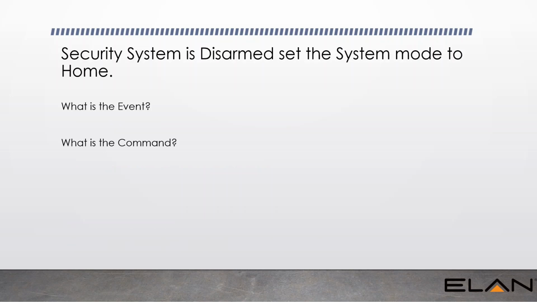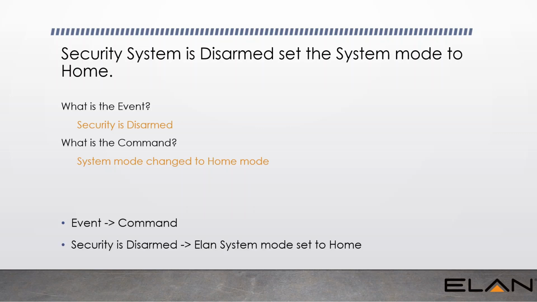Well, if we do it one way, we need to do it the other way. So let's look at the other way of doing that, which is if we arm it, we want it to go to away. If we disarm it, we want it to go to home mode. So in this case, what's the event? Security system is disarmed. The command would be system mode changed to home mode. Or the way I like to look at it, event to command. Security is disarmed, ELAN system set to home.